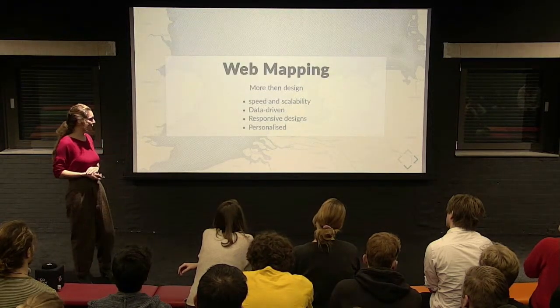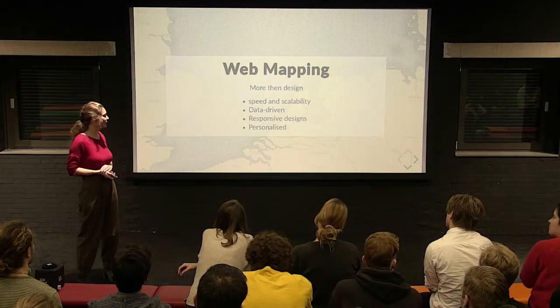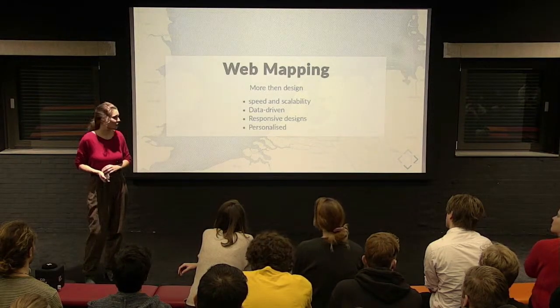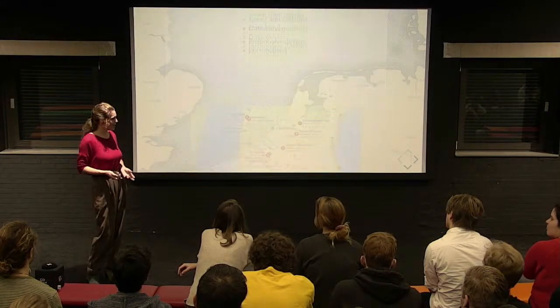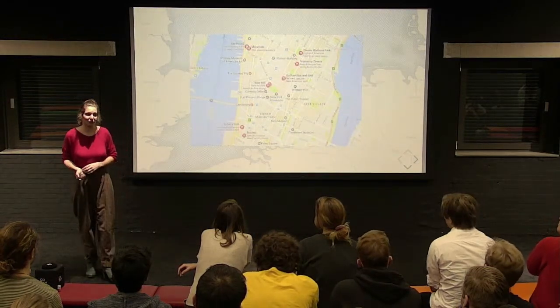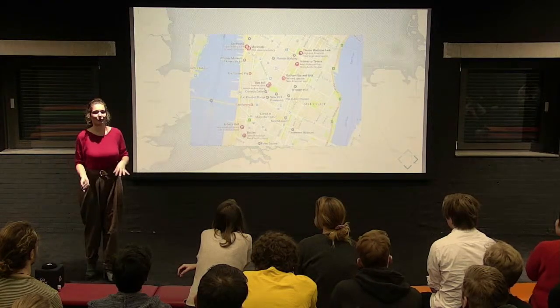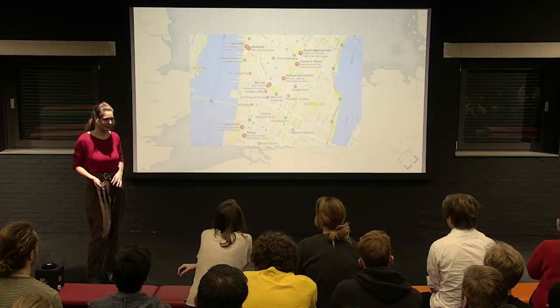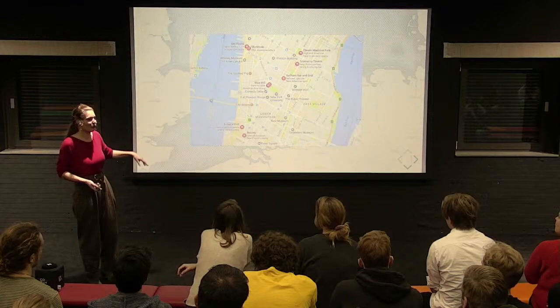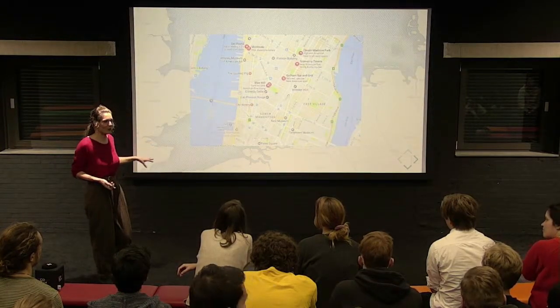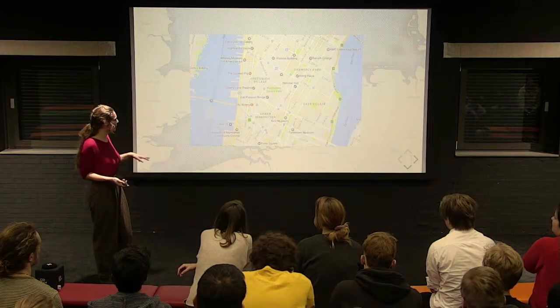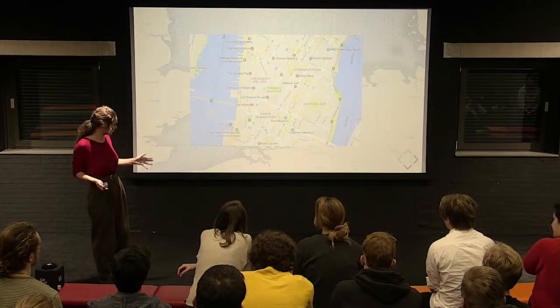So web mapping is more than design. It's about speed, about scalability, about data-driven visualizations, responsive designs, and even personalized maps. And if you look at Google Maps, it already personalizes your map. So based on your preferences, on what you do on the internet, Google changes the map. So if you visit a lot of beer pubs, for example, your Google Maps might show you more beer pubs than somebody who visits a lot of pet shops.